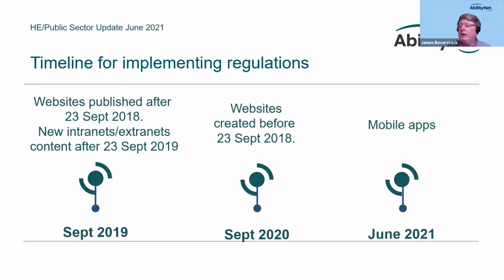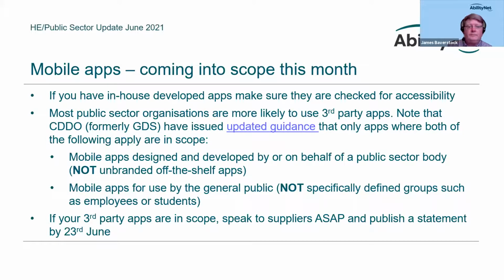And finally, we're just coming up to the final deadline this week, when mobile apps are going to be in scope. This is the last deadline in the implementation timeline. And if we go to the next slide. So mobile apps coming into scope this month. By mobile apps, this refers to native mobile apps for iOS or Android, the type of apps that would generally be available from an app store, not desktop web apps, which are already covered under the regulations as they stand.